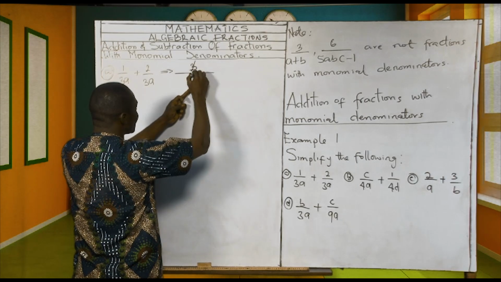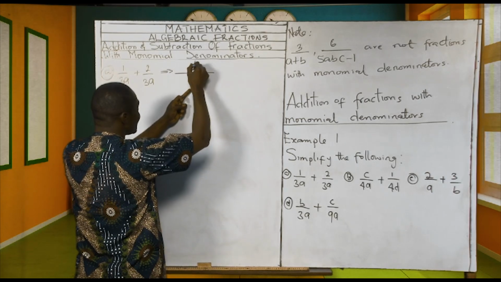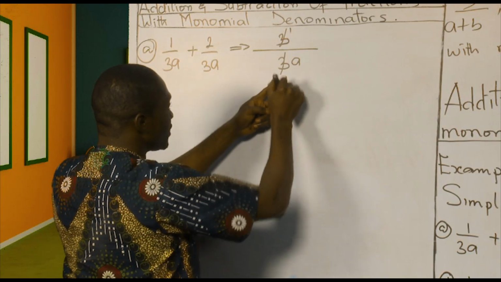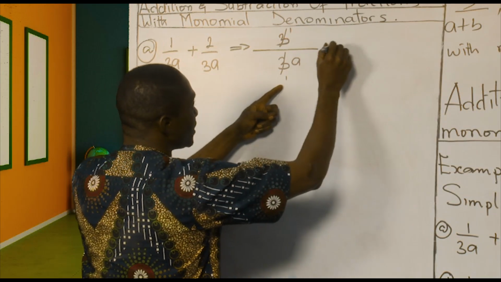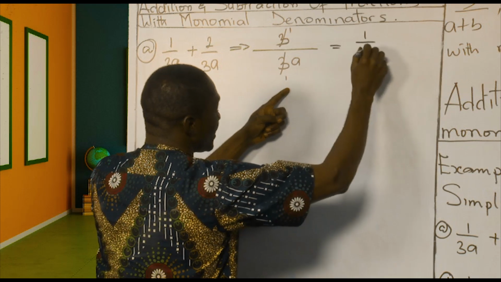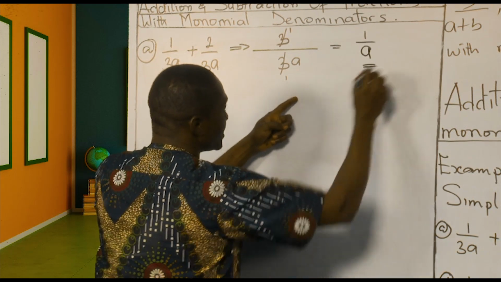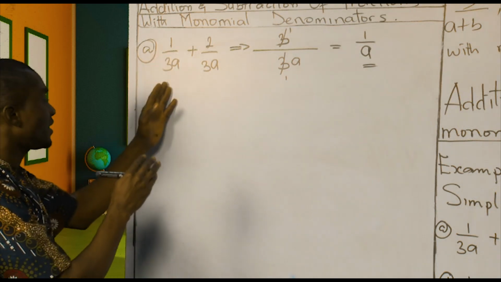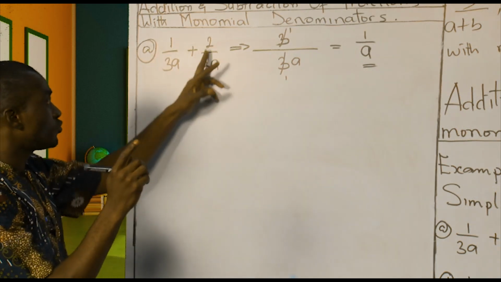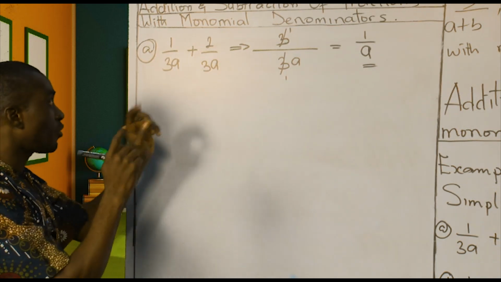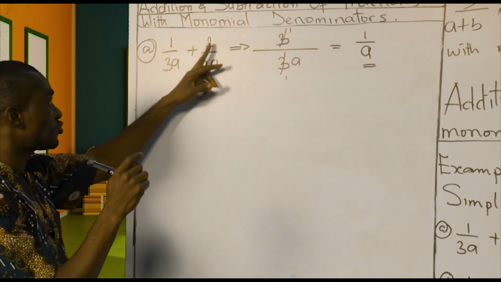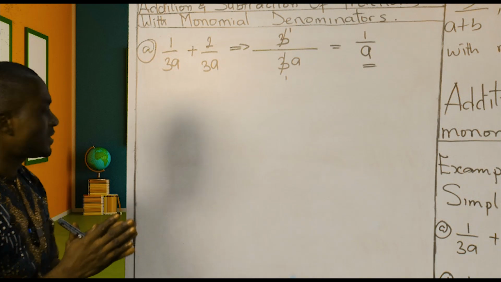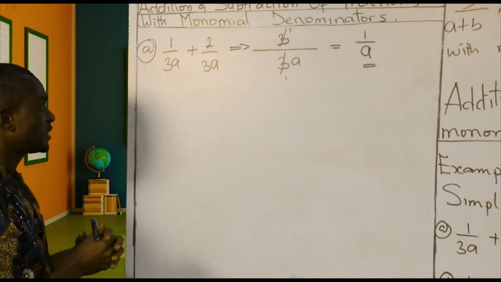And here we cancel out the 3 in 3a: that 3 in this 3 will give us 1. So we have what? 1 over a, which is our final answer. So the sum of 1 over 3a and 2 over 3a gives 1 over a. That is that. Now let's move to the next one.